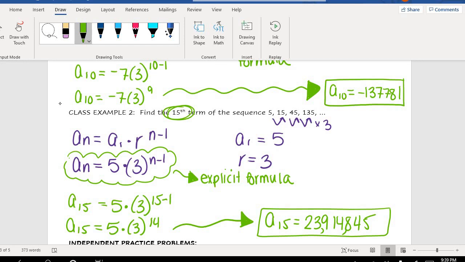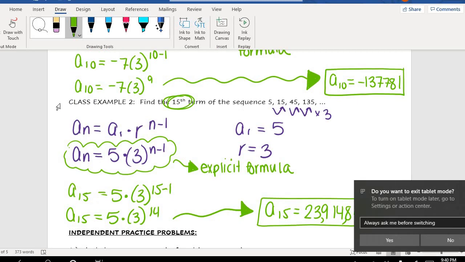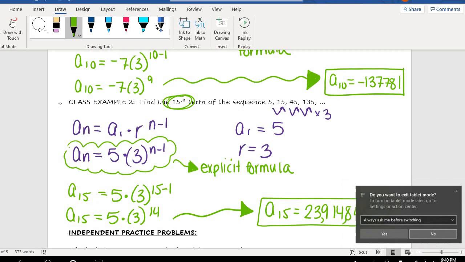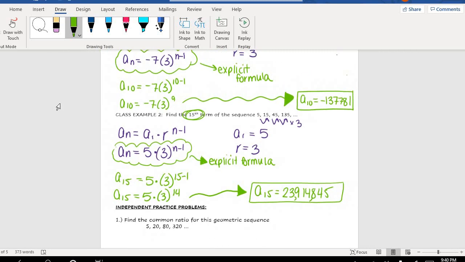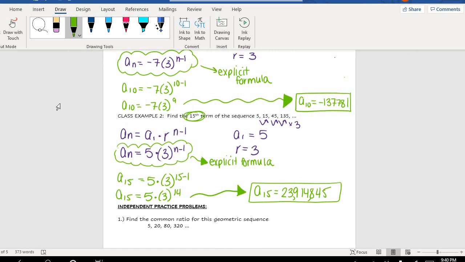We have the explicit formula, which is in the form a sub n equals a sub 1 times r to the n minus 1 power. That's given. So you're going to use that to come up with the explicit formula, or use it to find any term number.